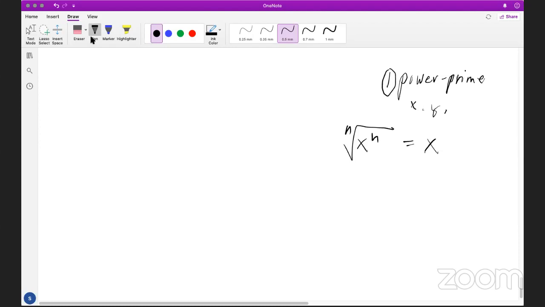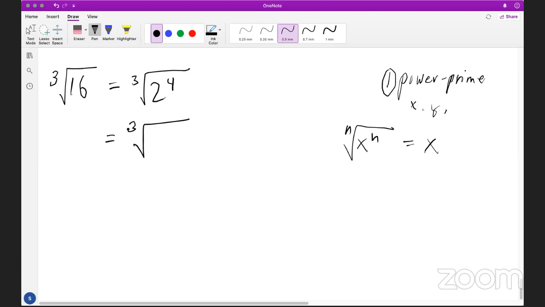How about if we have cube root of 16? The power prime factors of this would be, like earlier, 2 raised to 4. So, our goal is to group it such that we have two of these. This is how I do it when writing my solution: I divide it such that I have 2 raised to 3 and 2 raised to 1.